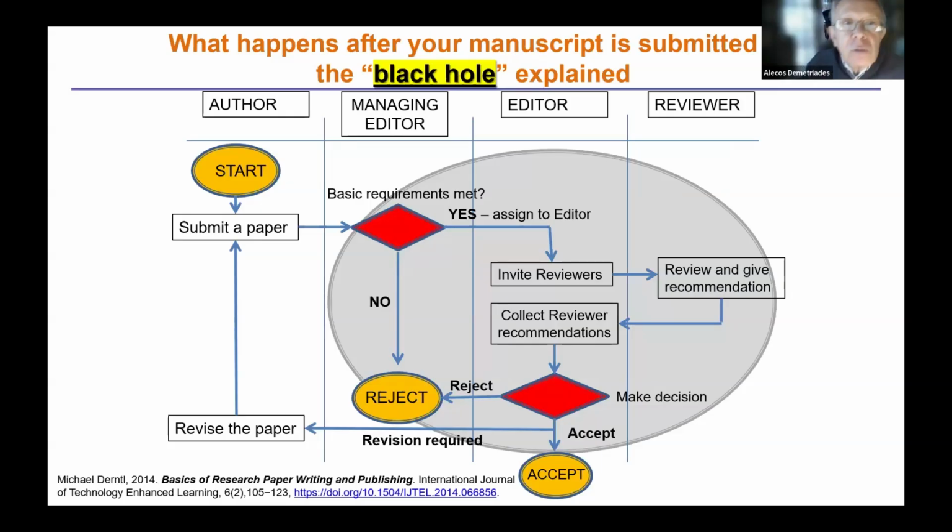Now, what happens when you send your article? As you can see here, there is a flow diagram. On the right, we have the author, the managing editor, the editor, the reviewer. You submit your paper, the managing editor assigns it to the editor. He reads it. If he doesn't like it, he discusses it with the managing editor, and you get a rejection immediately.